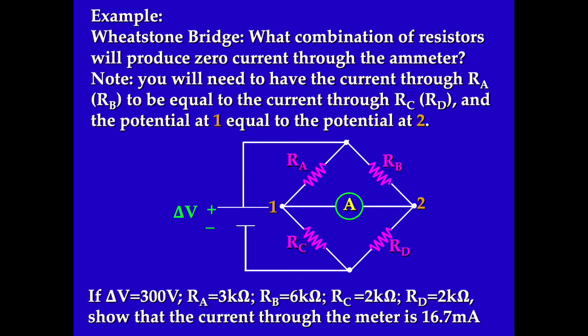So I have this circuit with 4 resistors, and I put an ammeter between points 1 and 2. And I want to know the condition on the resistances so that no current goes through the ammeter.